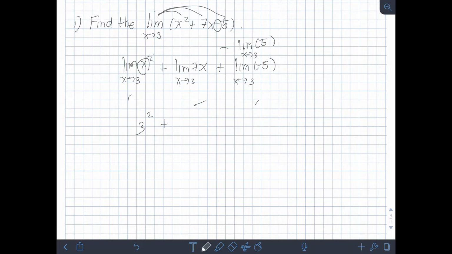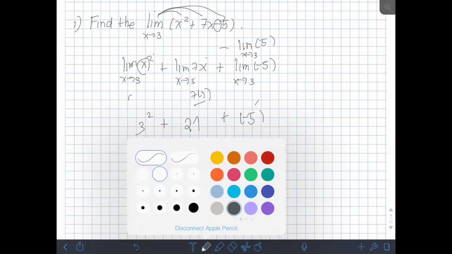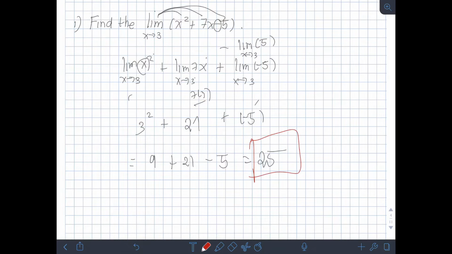Okay? Plus, this time limit of 7x as x approaches 3. So, substitute nyo lang dito yung 3 sa x. So, masasolve natin na 7 times 3 is 21. Okay? Plus, then ito ay constant. So, applying limit theorem 2. So, kung ano man yung constant value mo, yun din yung magiging limit ng function mo as x approaches any number, which is 3. So, therefore, negative 5 din to. So, we have 3 squared is 9 plus 21 minus 5. So, the answer is 25. Okay, by applying all the theorem limits.